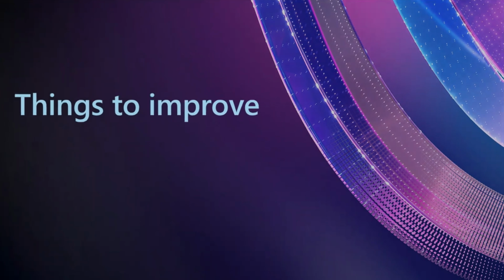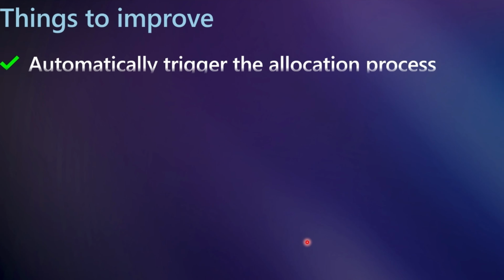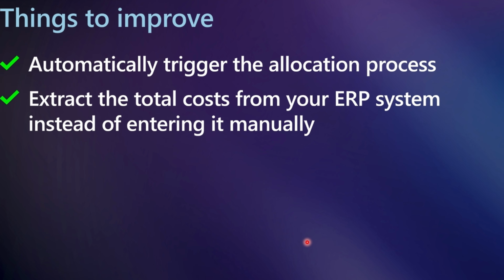Okay, so after this short demo, let's have a look at some things that you can possibly improve. The first thing is, of course, rather than starting this allocation process manually, you could do it automatically, because that's something you do typically on a monthly basis. Then the next thing is, I entered the IT costs manually, this 50,000. But of course, what you would typically do is create an integration, a connection to your ERP system, and then have these costs automatically fed in.